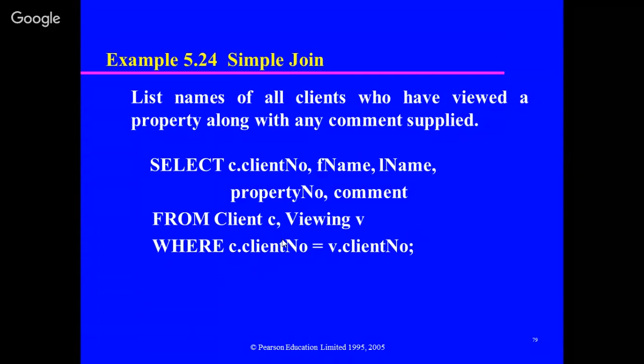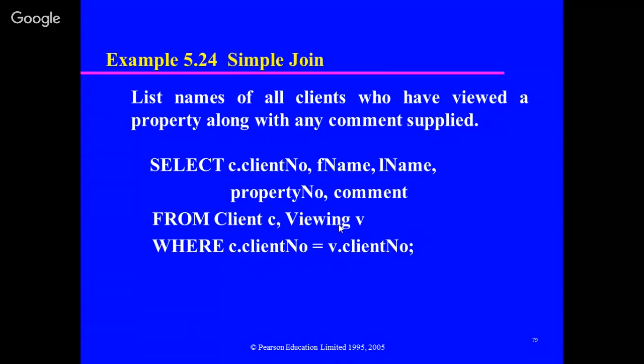Now what are C and V? C and V are nothing but aliases for the tables. An alias is nothing but a short name. So C is a short name for client, and V is the short name for viewing.